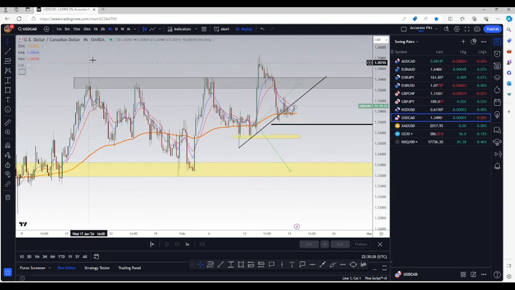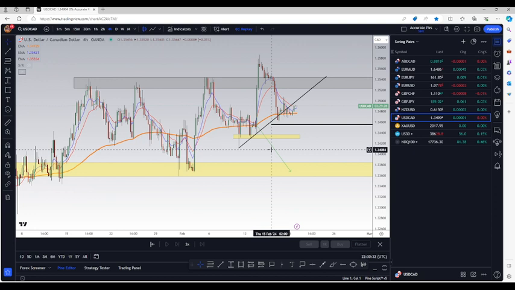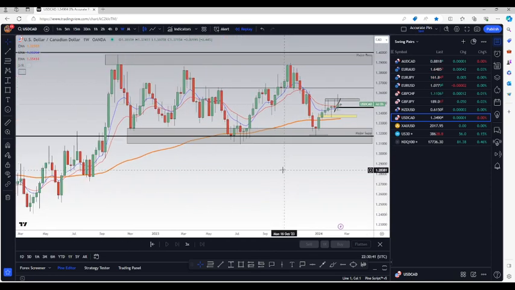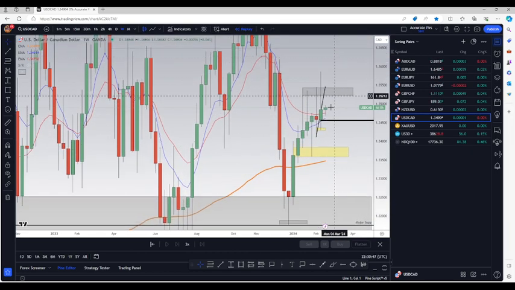Move on to USD CAD. For me personally, I think CAD is trying to push towards the upside. Let's clean it up a bit. Let's move on to the weekly time frame. Yeah, cool. Alright, look, still above the 100 EMA. Blue and red EMA are about to cross over.